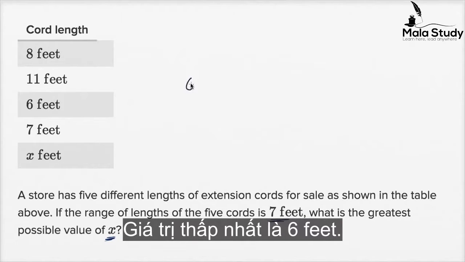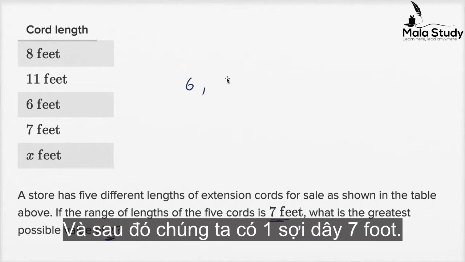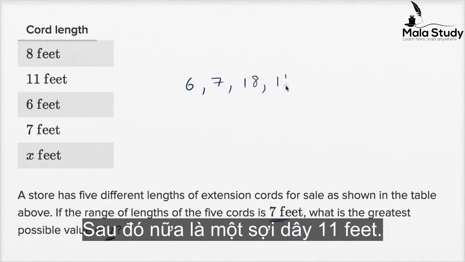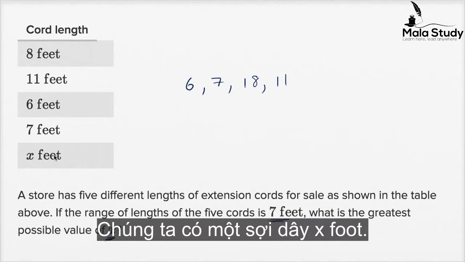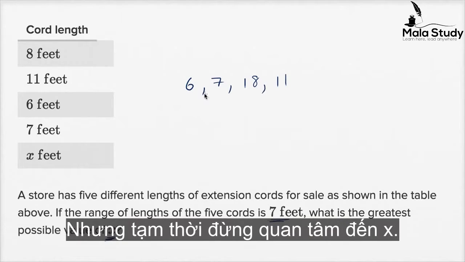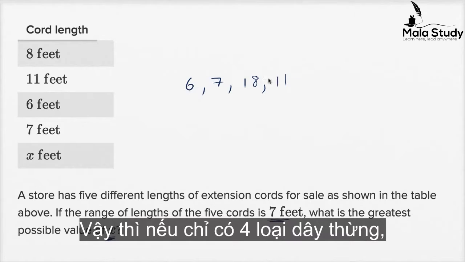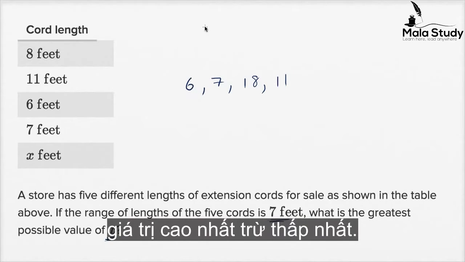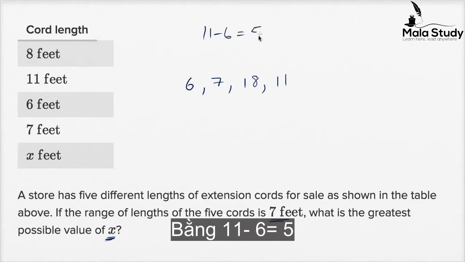So let's see, the lowest one is 6 feet. And then we have a 7-foot cord. Then we have an 8-foot cord. And then we have an 11-foot cord. And then we have the x-foot cord, but let's not think about that one just yet. So if these were just the 4 types of cords, the range here would be the high minus the low. It would be 11 minus 6, which is equal to 5.